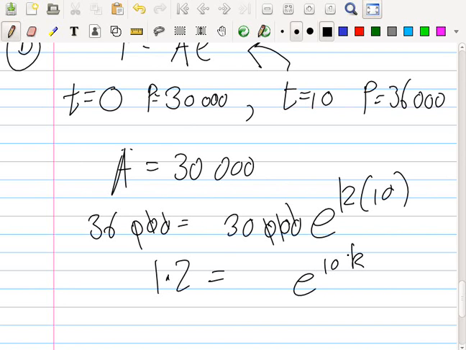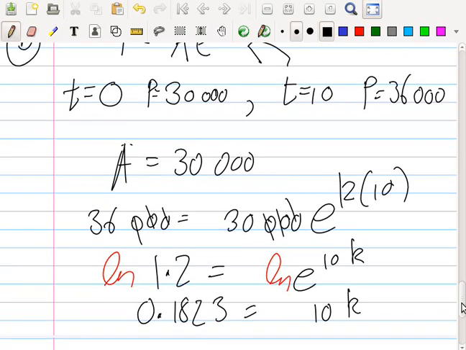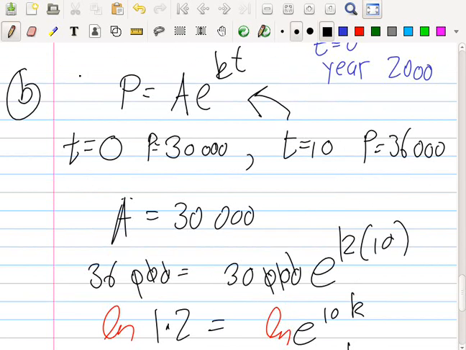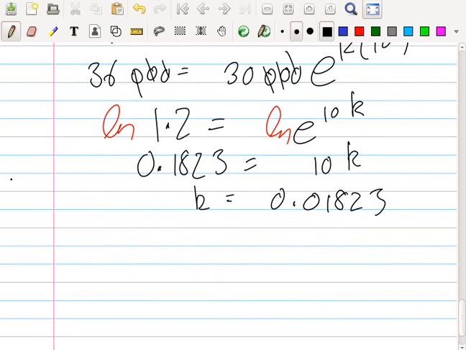And then if you do log on both sides, you'll get 0.1823 equals 10k, if you put a log on both sides. And then that gives us the k. Divide by 10. So that answers the first part, what is the A and the k, not so bad. And then the second part is calculate the population in the year 2013.